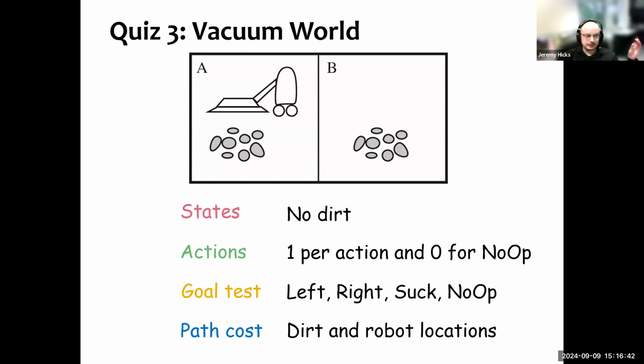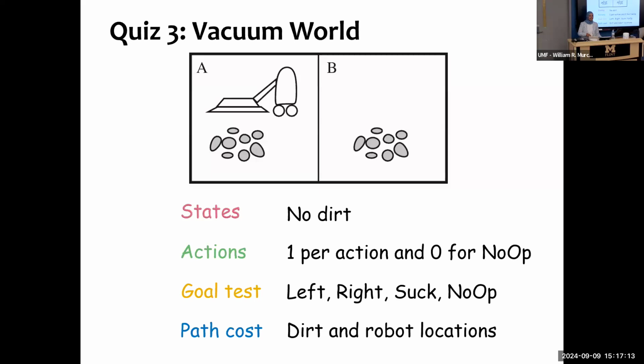I think one of your questions is wrong. Path cost says the correct answer is something that it shouldn't be. So I will fix that after this session. Okay. But that's a good sign that you guys are getting it.